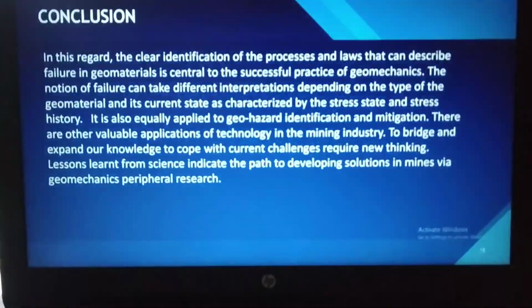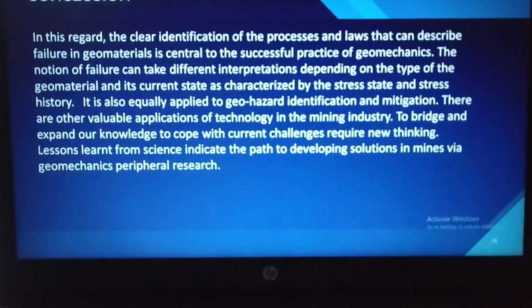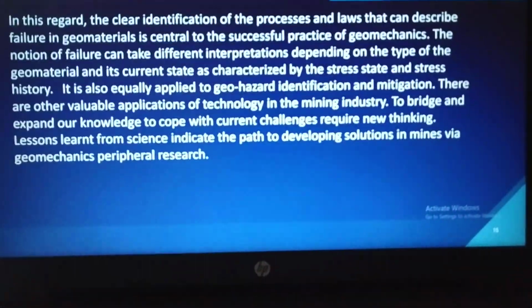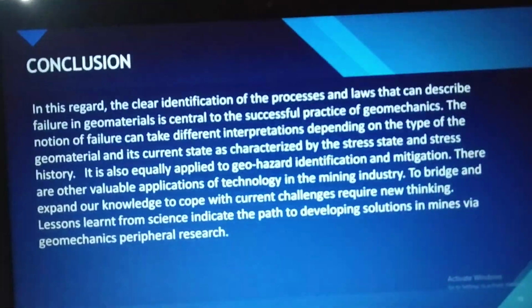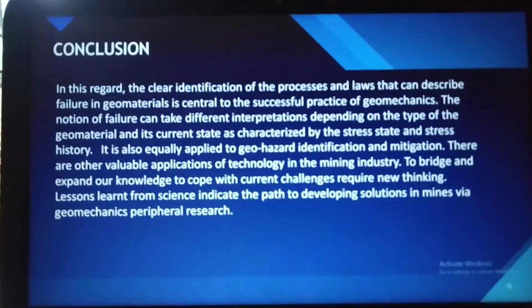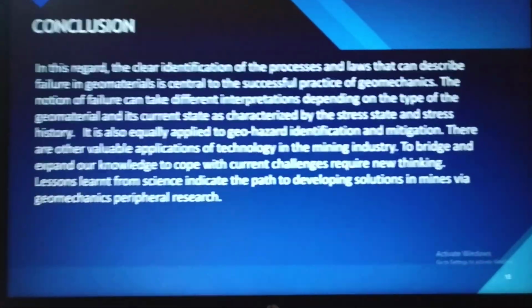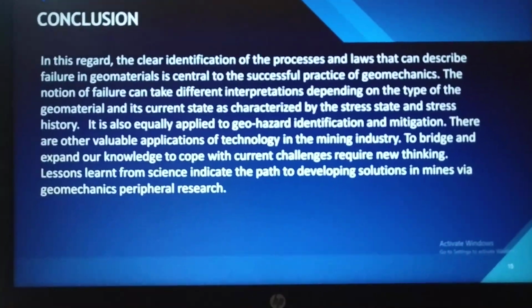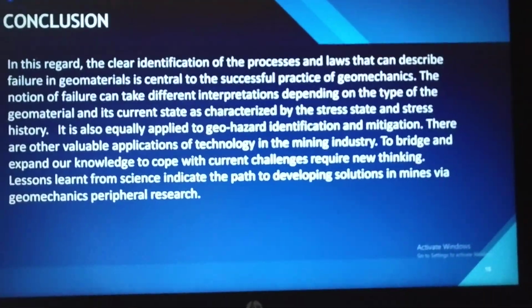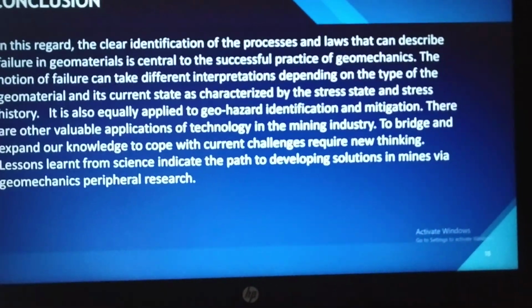In order to bridge the gap and expand our knowledge to cope with the current challenges, it requires new thinking, which we can get from this laboratory. I would like to thank Professor S. Jayantu for taking our lab even via online method during this COVID-19 pandemic, and for giving me the opportunity of explaining what I have learned through the geomechanics course.